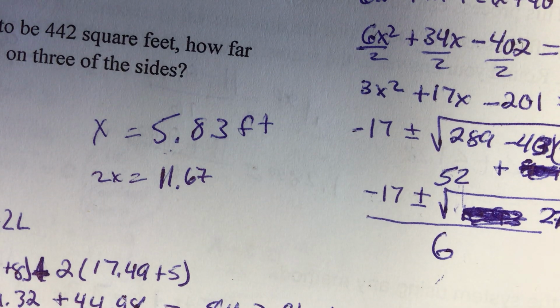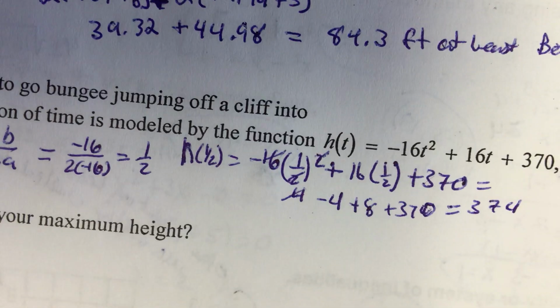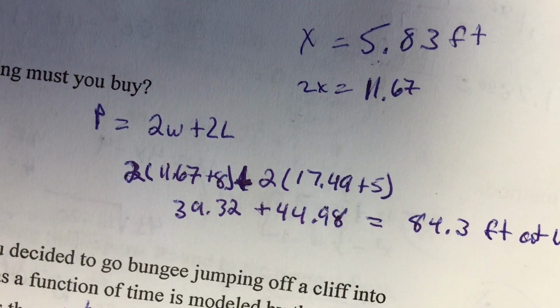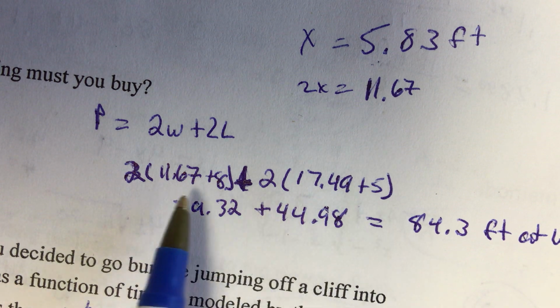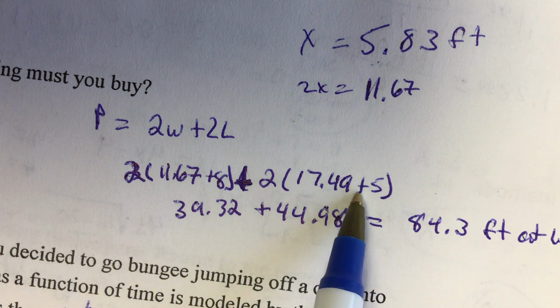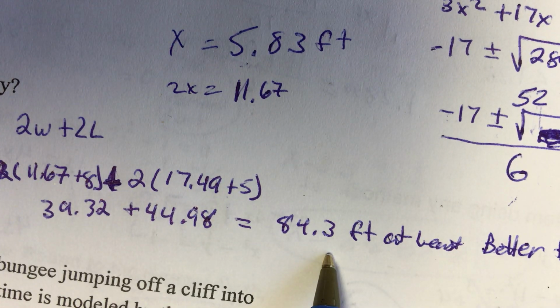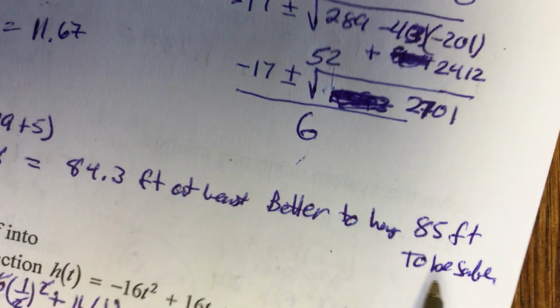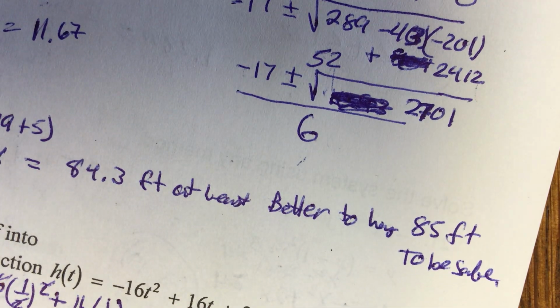So that's how come I have 2 lengths and 2 widths as I do this one. And I end up with 2 times that, that's all the math, and then 2 times that, which is all the math. Add those together, and I need 84.3 feet of fencing. Always better to have a little more, so I say, hey, it's better to buy 85 feet of fencing to be safe.